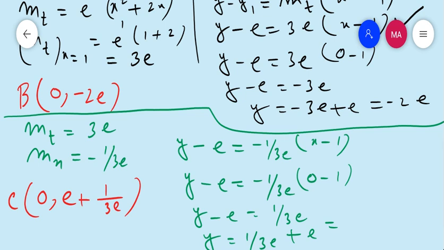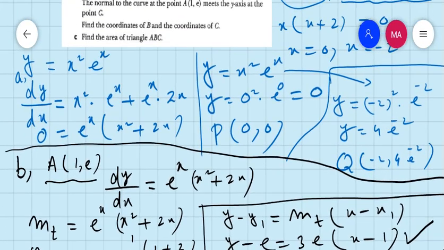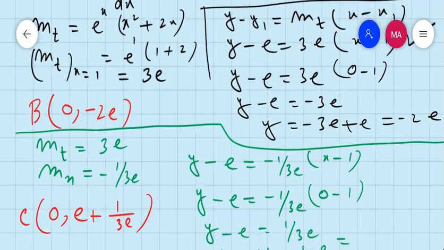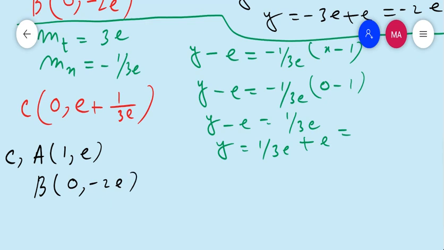Move to part C, the last part of the question. Find the area of triangle ABC. So for the area of the triangle, we must have the coordinates of A, B and C. Coordinates of A are (1, e). Coordinates of B are (0, minus 2e). And coordinates of C are (0, e plus 1 upon 3e). These are the 3 coordinates.